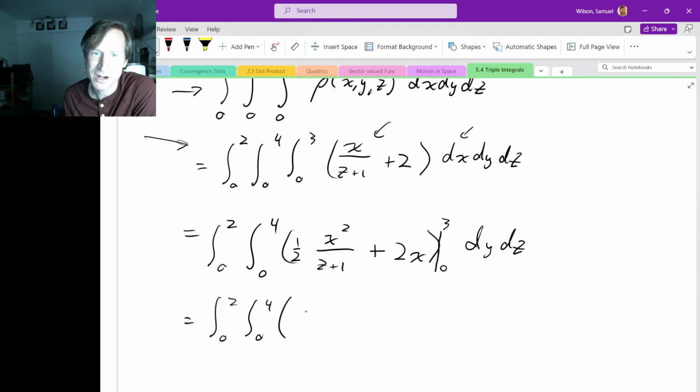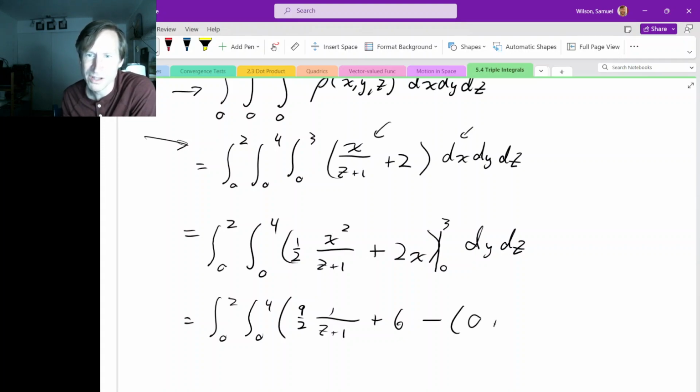So now let's plug in our bounds. 1/2 times x squared, x is 3, so that's 9. So let me put the 9 right here, times 1 over z plus 1, plus 2 times 3, so plus 6, minus, and then when we plug in our bottom bound, we get 0 plus 0. So nothing but zeros from our bottom bound. dy dz.